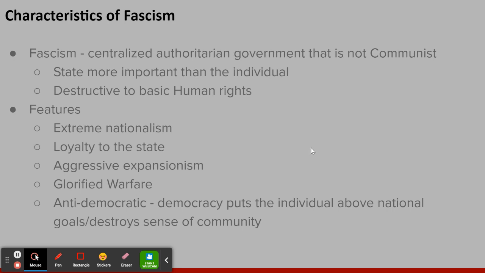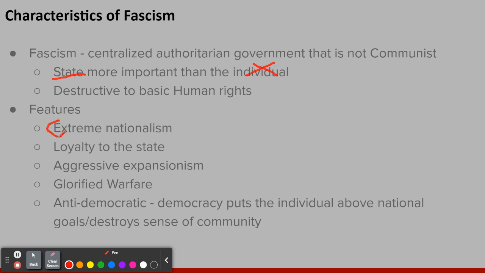So these are the features of fascism right here. Fascism is a centralized government, and it can't be communist. Fascists and communists do not get along. They do not like each other. They will never agree. The state, again the government, is more important than the individual. So the state takes precedence over the individual. Fascism is very destructive to human rights. There is no such thing as human rights. If they want to take away your business, if they want to put you in prison, fascists are going to do it because they are pretty much in charge. It's all based on violence and power.